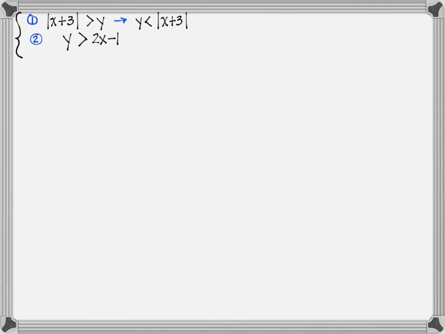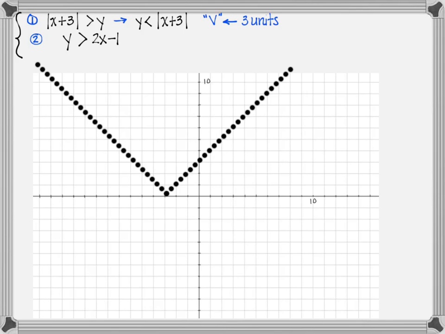The second system of inequalities, I note that I have an absolute value. Once again, I rewrote it with y on the left-hand side, the inequality symbol, and then the absolute value. Noticing that that's just the absolute value v, it has been moved to the left 3 units. So I'm going to graph that absolute value. Again, a dashed line because we do not have an equal sign, we have just a less than symbol.